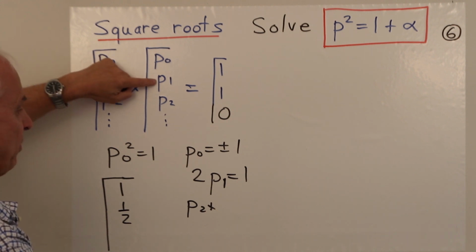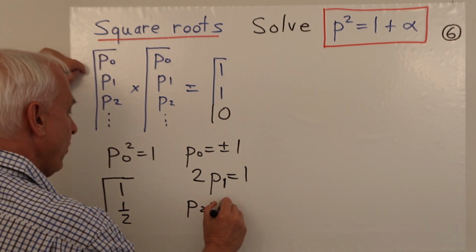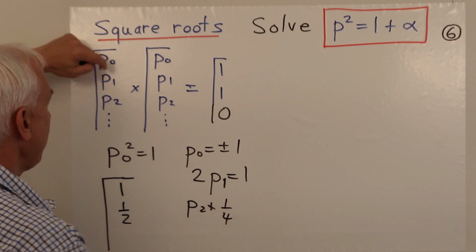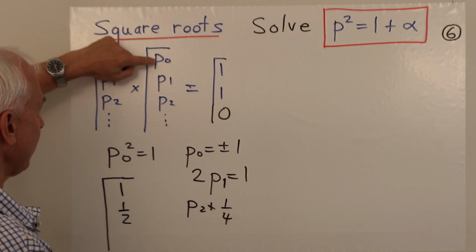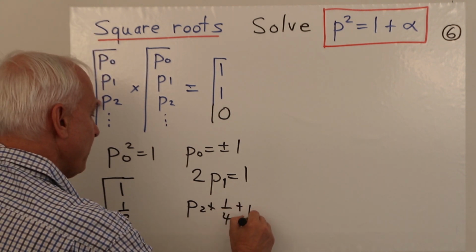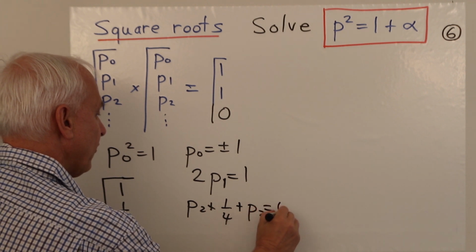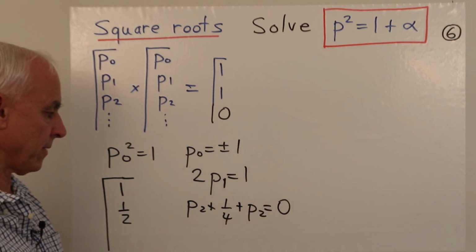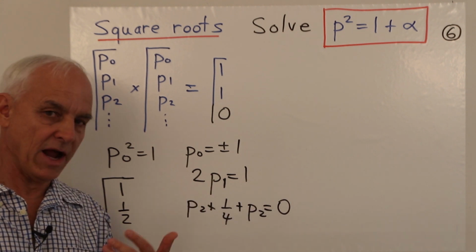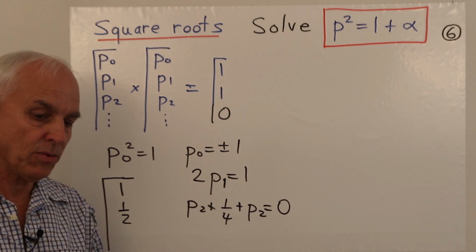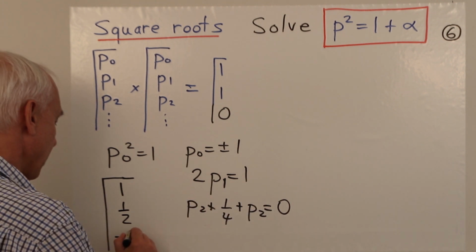So p1 times p1 is 1 quarter, so 1 quarter. And then there's another p2 times p0, that's 1, so there'll be another p2. And that should be equal to 0. Okay, so we bring the 1 quarter to the other side, that's minus a quarter, then we divide by 2, we get minus 1/8.